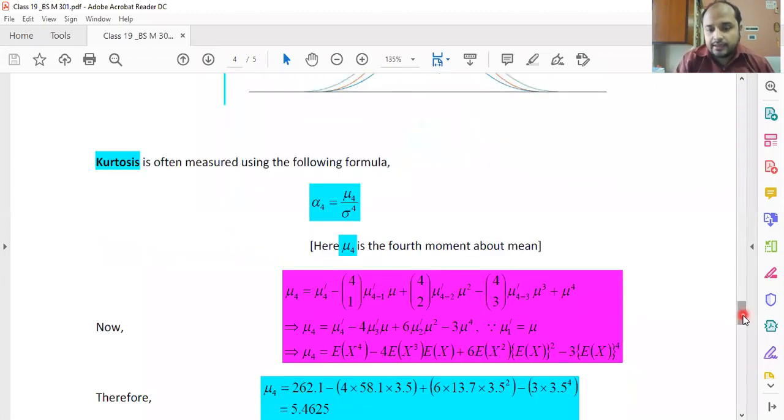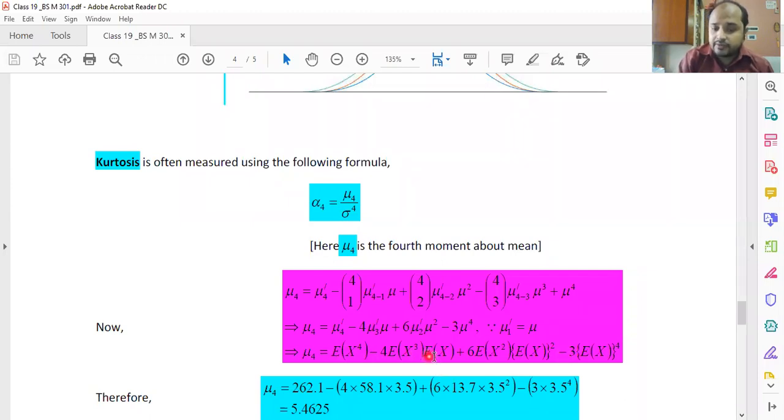So first of all, what I have done, I have put r equals 4 in the theorem, and by substituting r equal to 4 in the theorem, I have expressed mu 4 in terms of mu 4 prime, mu 3 prime, mu 2 prime, and mu 1 prime, but mu 1 prime is the same as mu, so all the mu 1 primes have been replaced by mu. And for the sake of your understanding, I have shown here that mu 4 prime can be expressed as expectation of capital X to the power 4. Mu 3 prime can be expressed as expectation of capital X cube. Mu 2 prime can be seen as expectation of X square. Mu can be seen as expectation of X. This part has been shown to you for the sake of your understanding.